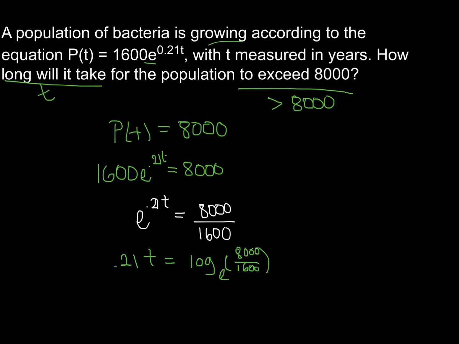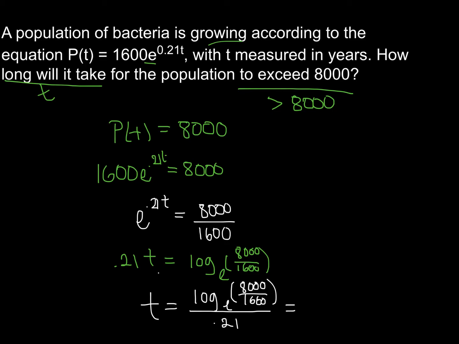Now what we've got to do is divide by 0.21 on both sides. And so I'll end up with t being equal to log base e of 8,000 over 1,600 divided by 0.21. And so you can go on to Wolfram Alpha and actually have it compute this. So let me explain briefly how to do that.